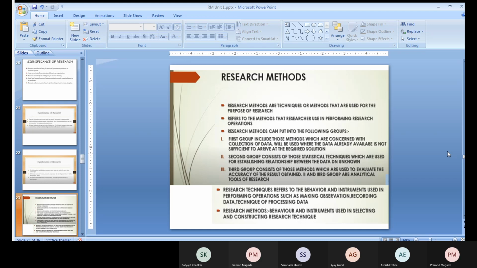In addition to that, I have quoted 2 more points. Research techniques refer to the behavior and instruments used in performing operations, such as making observations, recording data, and techniques of processing data. So this kind of additional information you must also know while finding the research method. Another definition I got from another book: research methods is nothing but the behavior of instruments used in selecting and constructing research techniques. So these are the basic things.